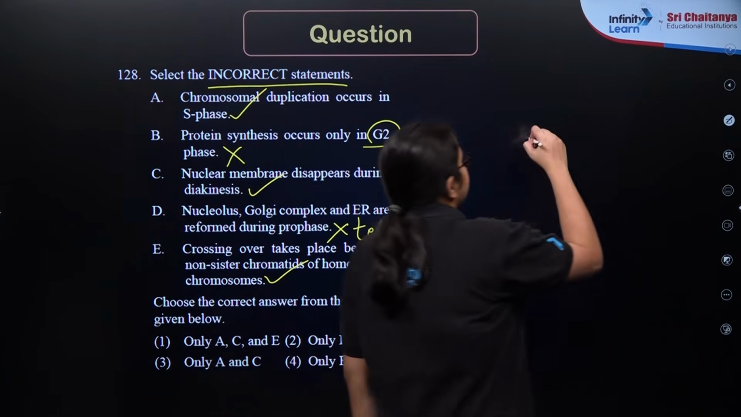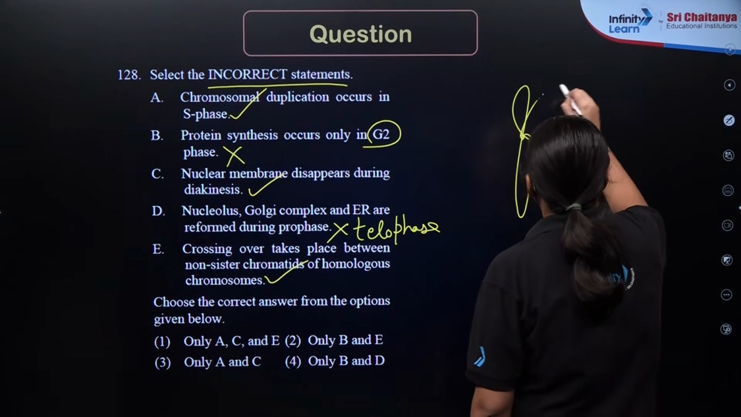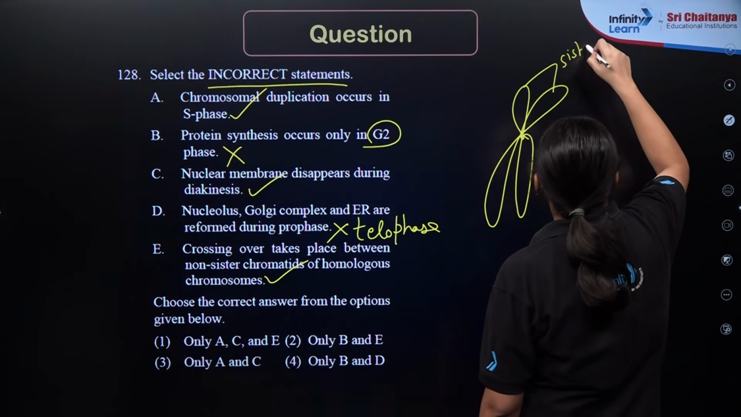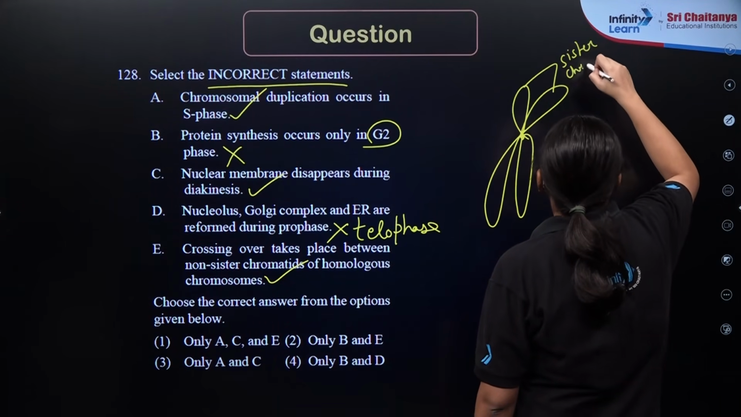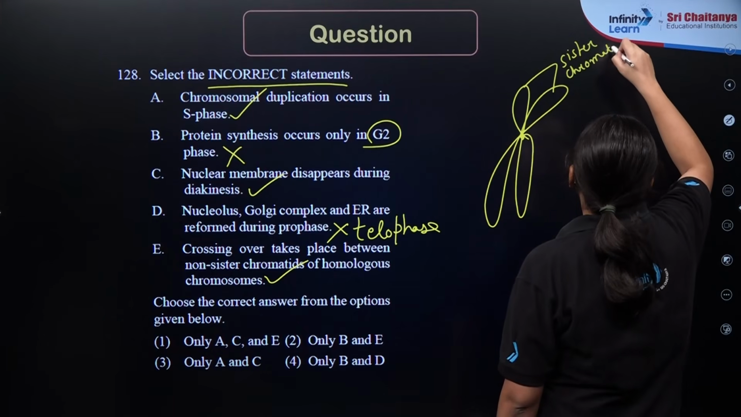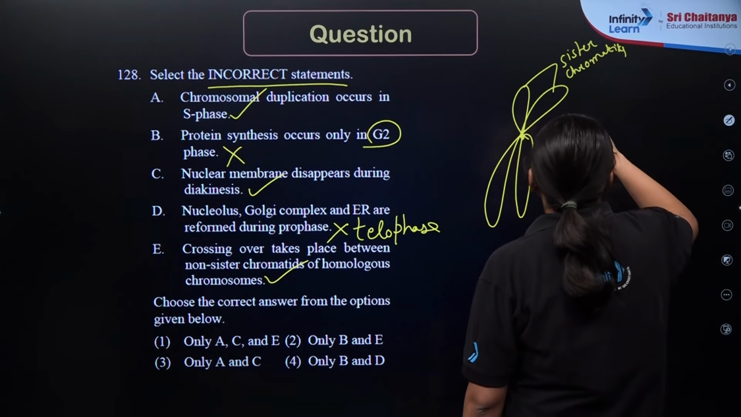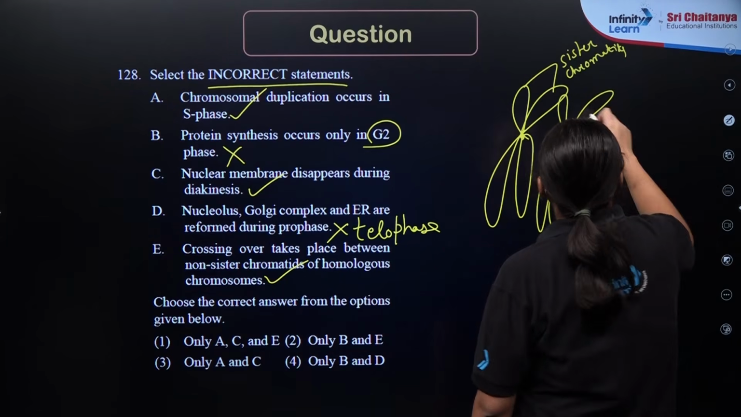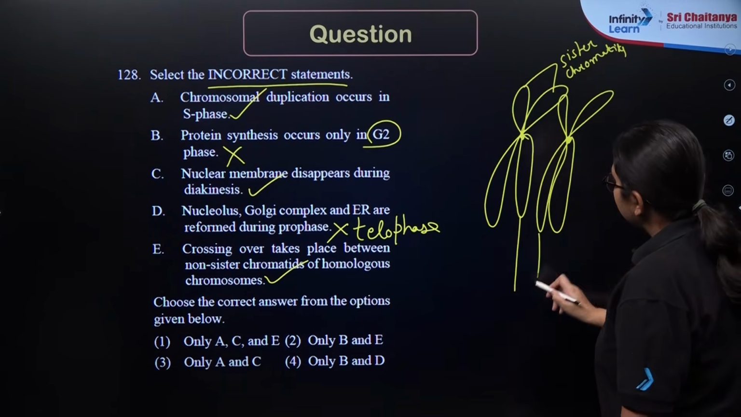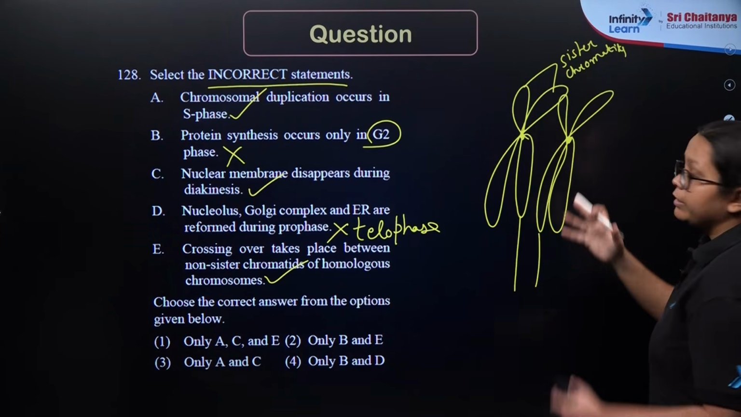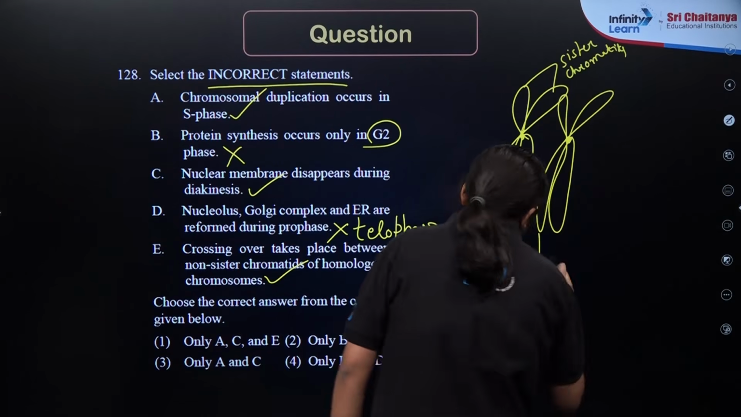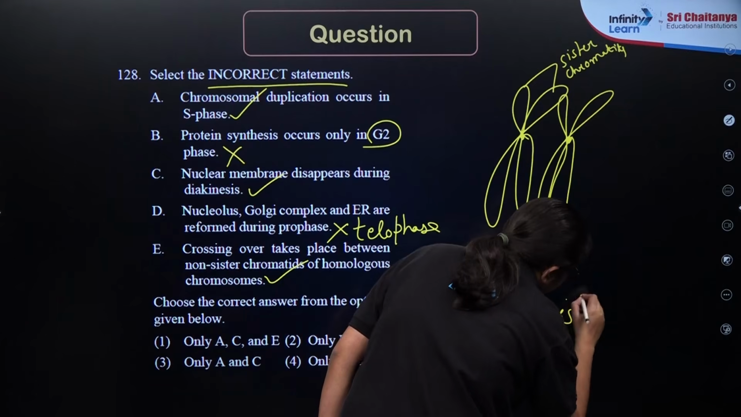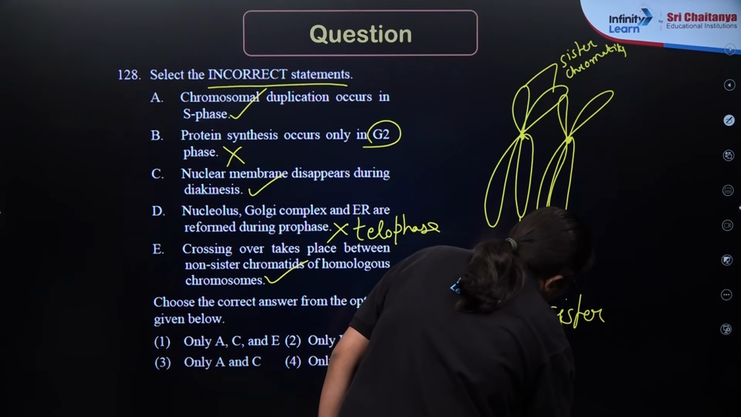Yes. For example, this is your one chromosome. These two are sister chromatids because they are attached to the same centromere. Then we have another one. So this is another one. So this chromatid on a different centromere, they are your non-sister chromatids, and non-sister chromatids will undergo recombination.